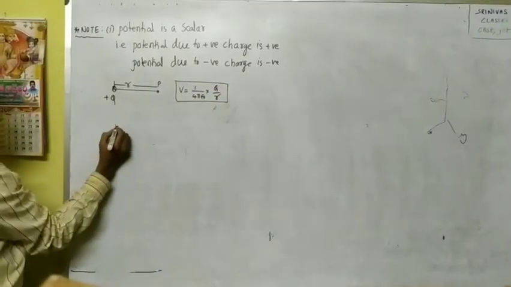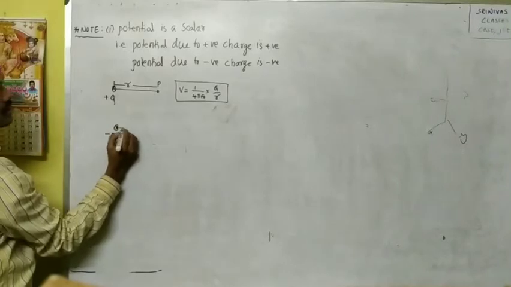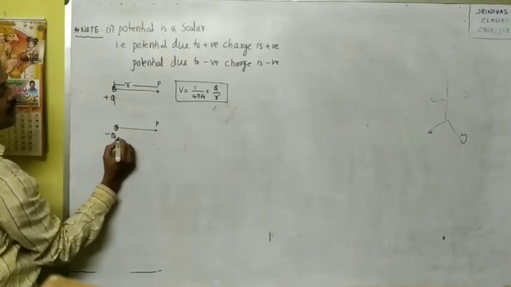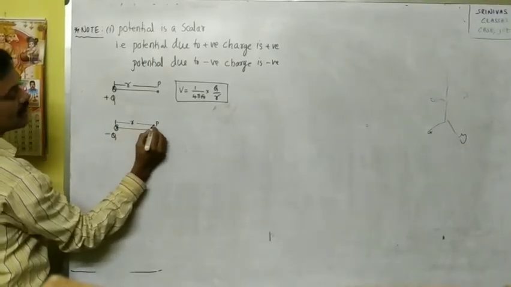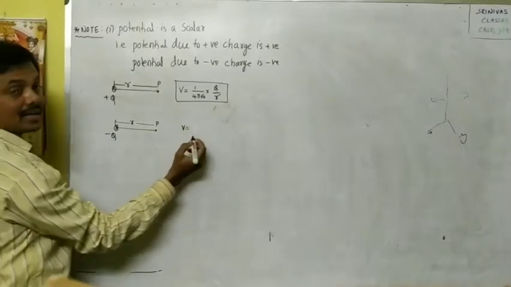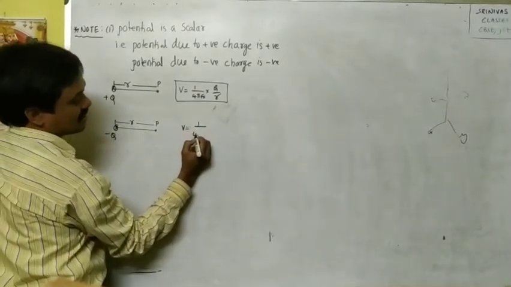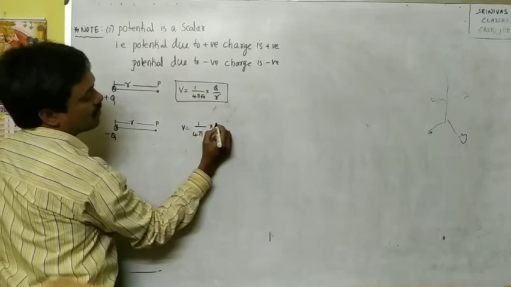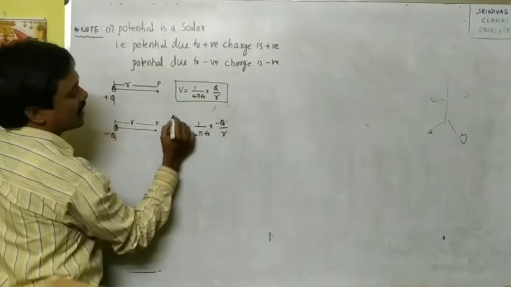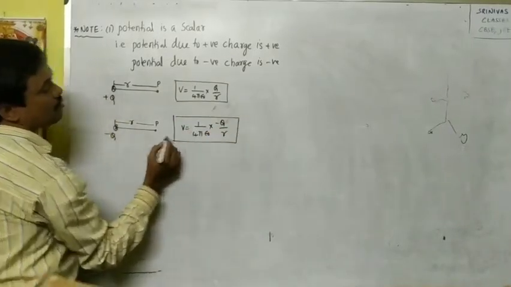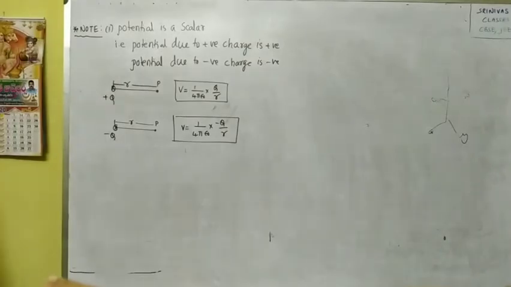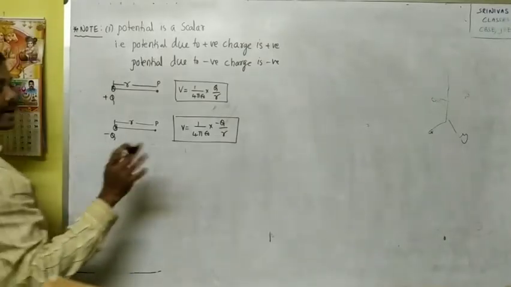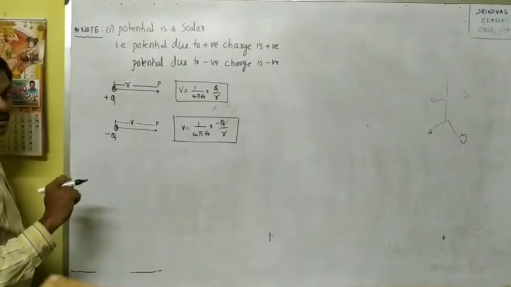And if it is a minus Q charge and at point P you want to find the potential, then the potential due to minus Q charge is negative. We write 1 by 4 pi epsilon naught into minus Q by R. Potential is a scalar. It does not have any direction. It is not a vector.